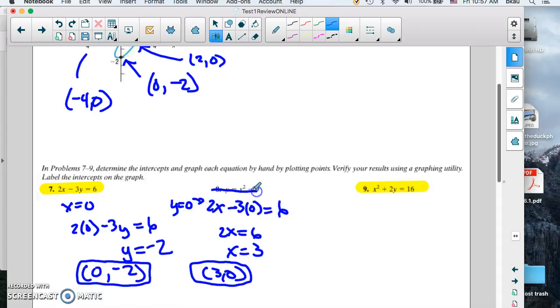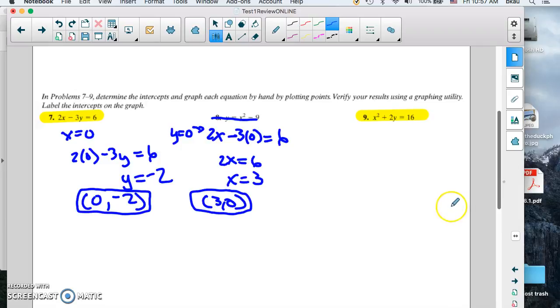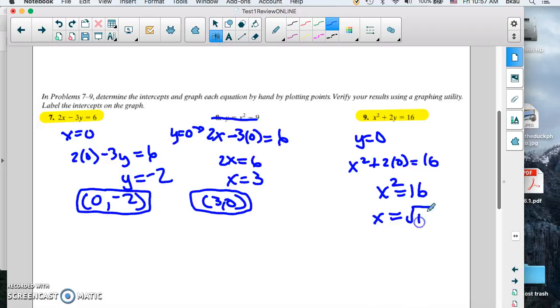Now, I didn't ask you to do number 8 on this review, but number 9 is done the same way. But in this case, we're going to have a couple x-intercepts. If we let y be equal to 0 to find the x-intercepts, we get x squared plus 2 times 0 equals 16. So we have x squared equals 16. We have 2 different x-intercepts here because we take the square root of 16, which gives a +4 value and a -4 value for x. So our x-intercepts are 4, 0 and -4, 0.